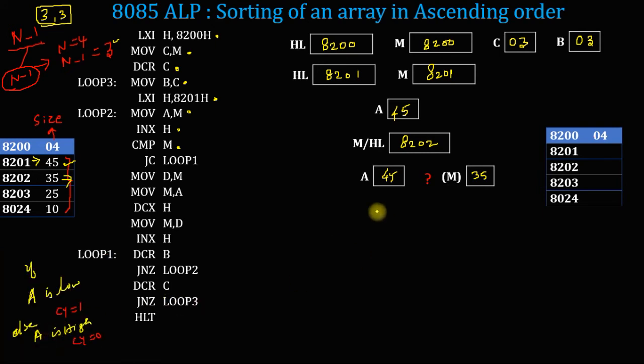So let's do the comparison. After comparing these values, surely carry will be 0, right? Because in this comparison A has the higher value. So carry will be 0. So here, jump on carry to loop 1, right? If carry is generated, go to loop 1, or otherwise continue the execution like this, move D, M, likewise you can continue. This is what this particular instruction explains to us.